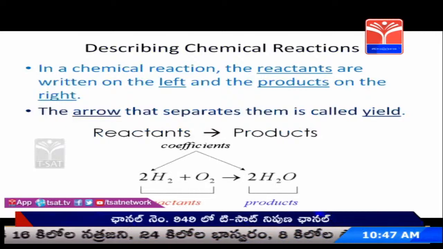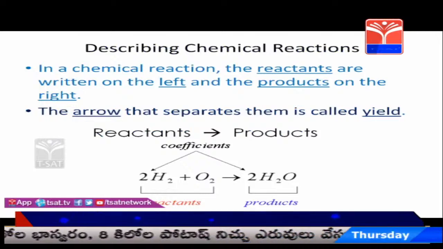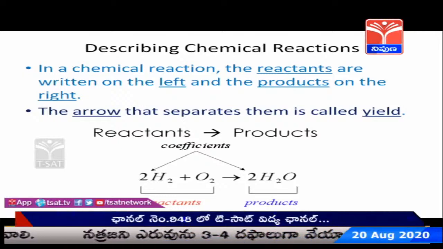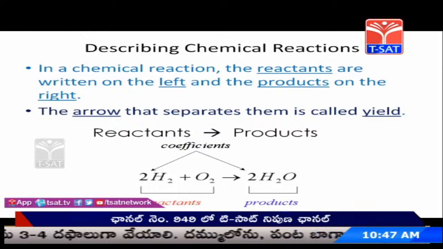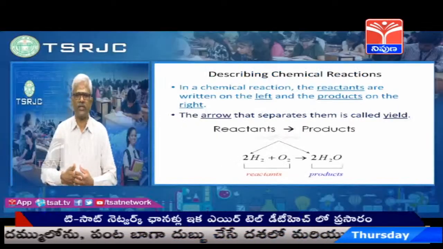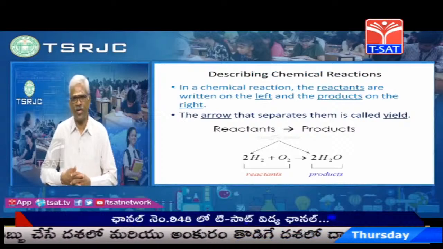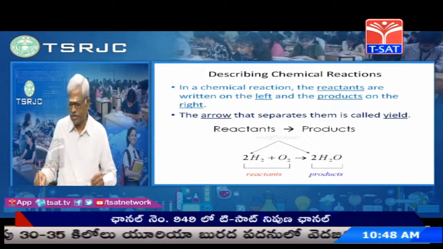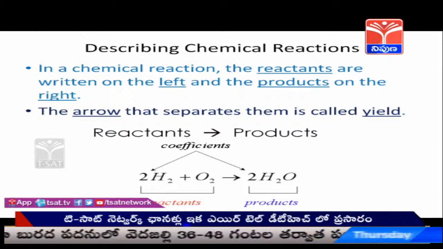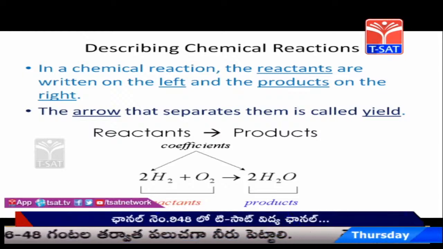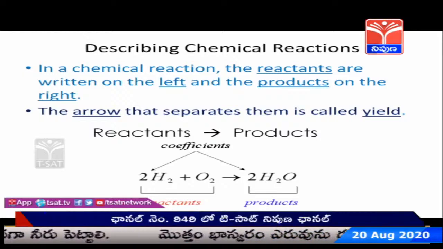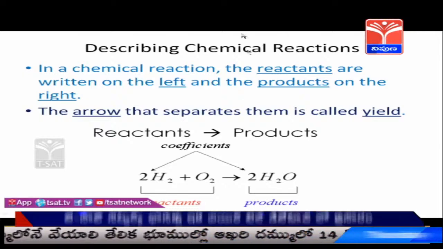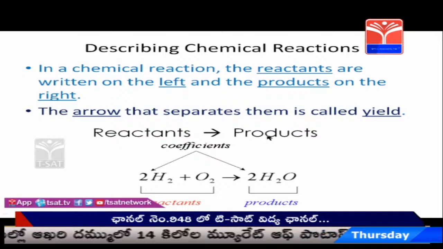Now, let us come to the main purpose of this chapter: describing a chemical reaction, calculations, how to make sums in chemical reactions, what type of questions will be asked in this chapter. Let us discuss one after one. In a chemical reaction, the reactants are written on the left-hand side and the products on the right-hand side. They will be separated with an arrow mark as shown here. See, reactants and products.